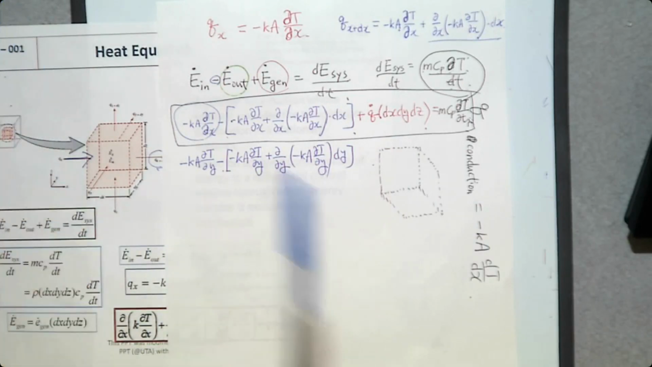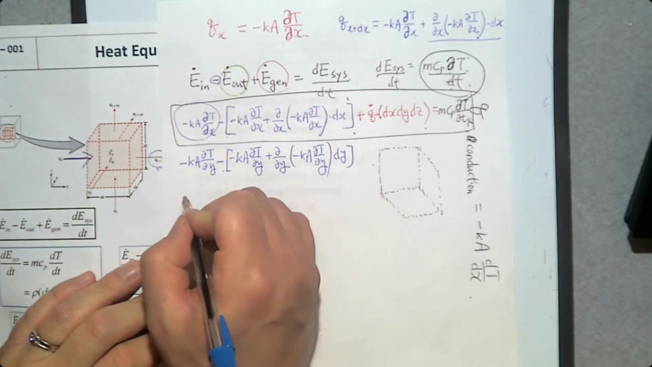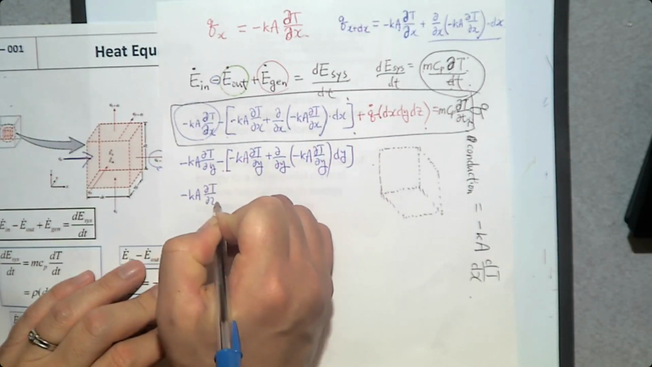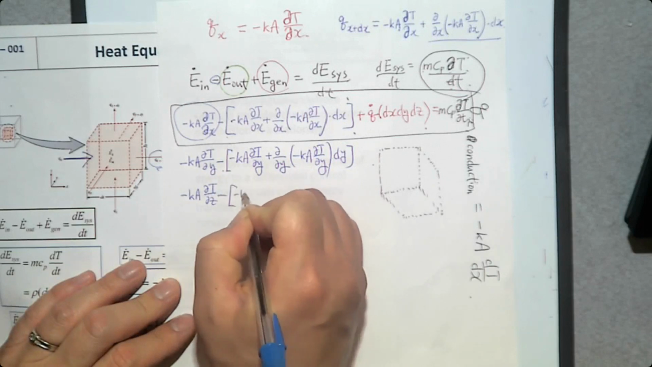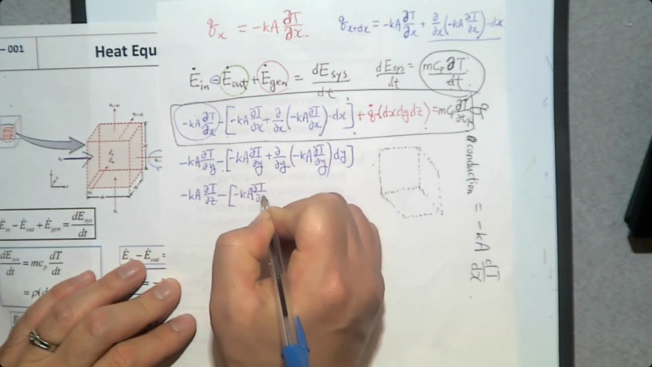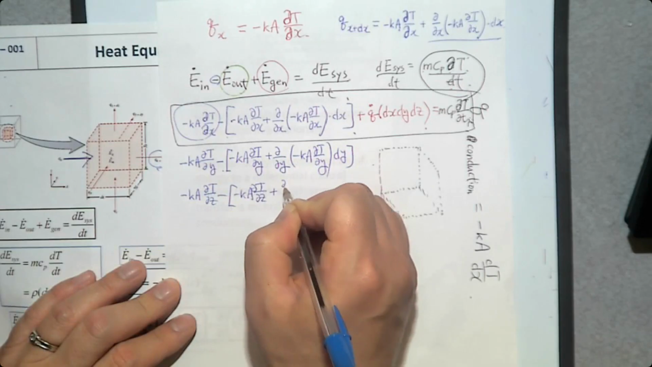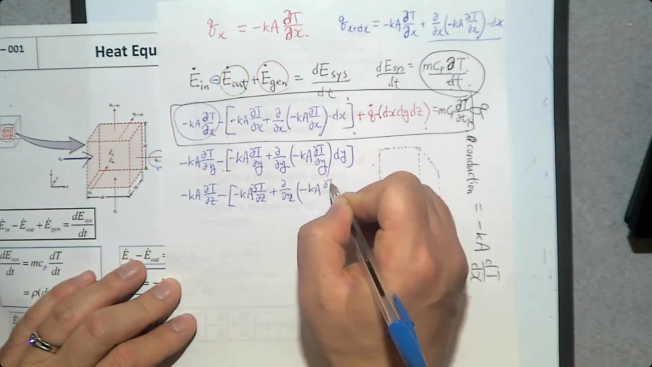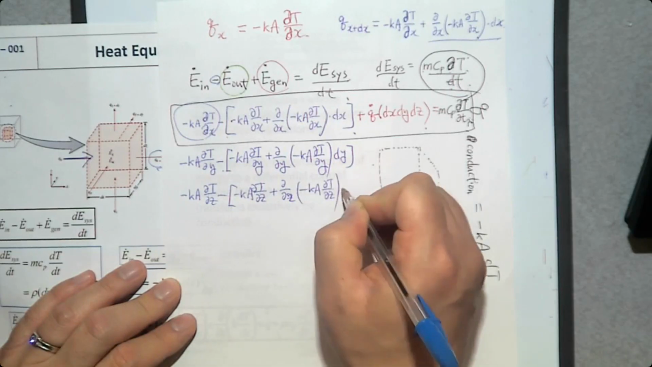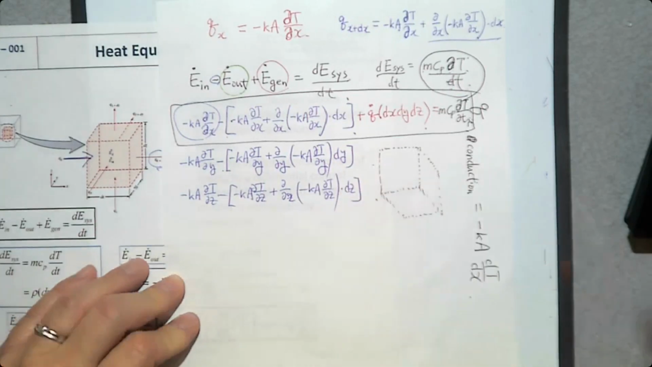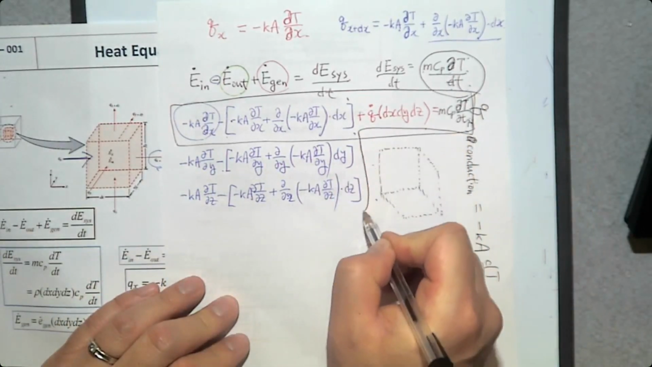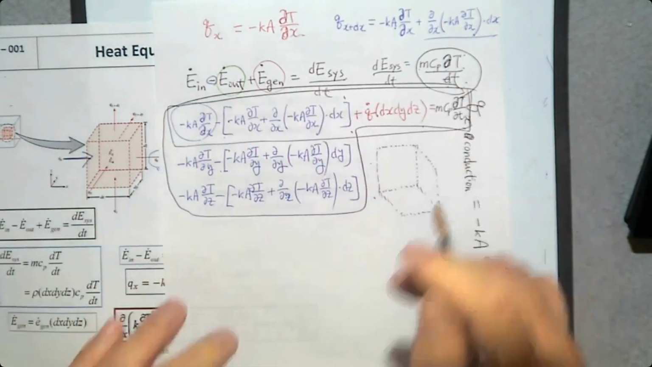Now we have a z direction too. Is it new? No. Minus kA partial T over partial z, minus kA partial T over partial z plus partial over partial z of minus kA partial T over partial z times dz. So this is the energy balance equation.